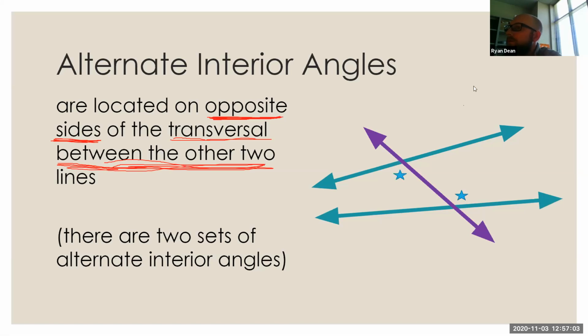Okay, let's take a look at a few examples here. Notice the blue stars. Our blue stars are both in between the blue lines, so they're inside our sandwich, but they're on opposite sides of the purple line. That's what the word alternate means. Alternate means opposite.